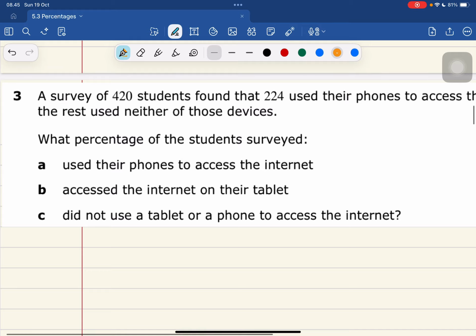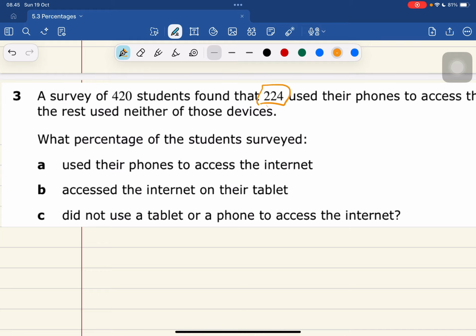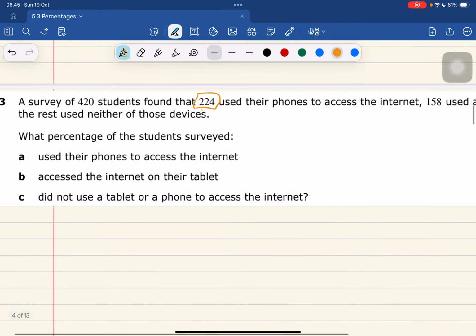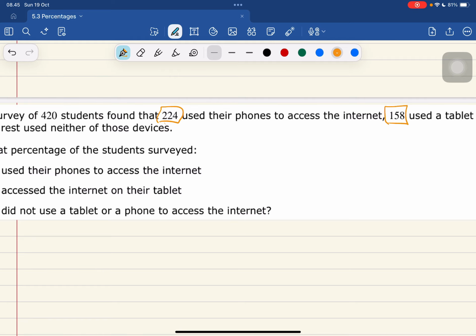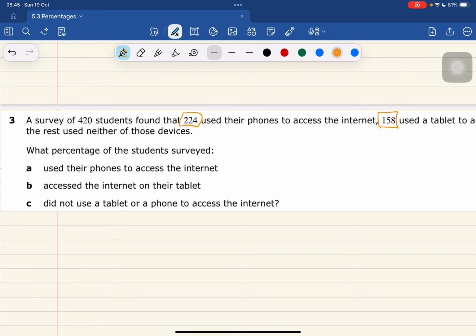A survey of 420 students found that 224 use their phones to access the internet, 158 use a tablet, and the rest use neither of those devices. So what percentage use their phone? Phone means 224 over 420. We multiply it by 100. So we divide by 10. So can we simplify this?